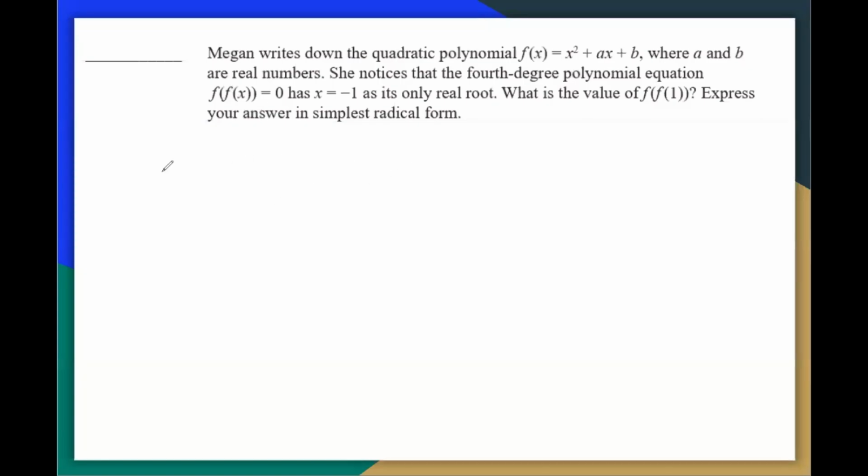Hello, and so we have another MATHCOUNTS national target problem. This was from 2024, number 8. Megan writes down the quadratic polynomial f of x, and she notes that the fourth degree polynomial f of f of x has -1 as the only real root. What is the value of f of 1?